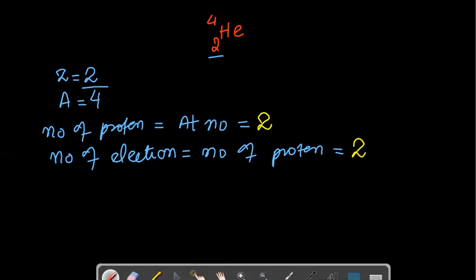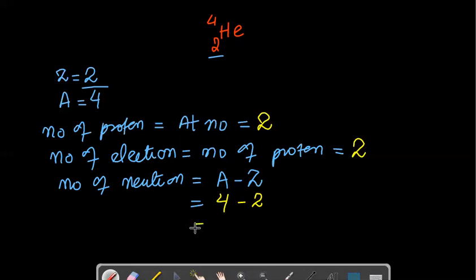Okay. Next, if we want to calculate the number of neutrons, we have already discussed the formula. That would be A minus Z, the atomic mass minus the atomic number. If we look here, the atomic number is 2 and the atomic mass is 4. So the number of neutrons present in the nucleus of helium would be 2. Okay, is it clear?